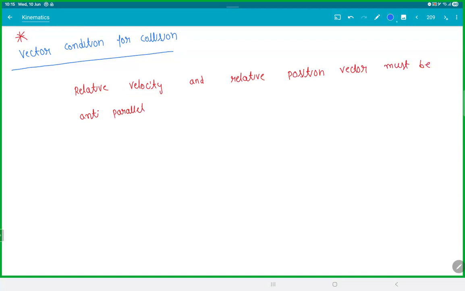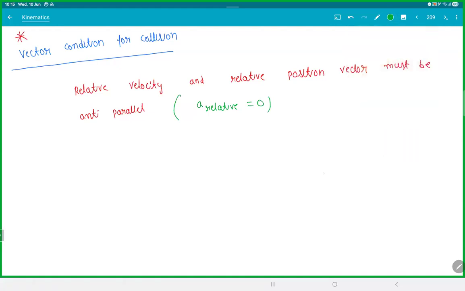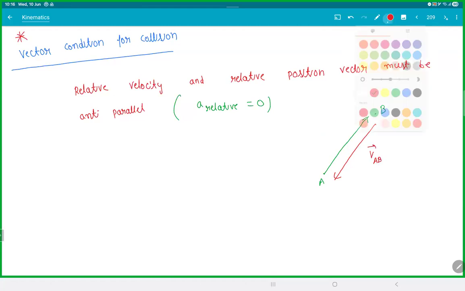This is under the assumption A relative is 0. If A relative is there, then it becomes more messed up. We will not get into it. So this is how it will look, everyone. So this is A and this is B. So this vector will be AB bar. So if B and A want to meet, the velocity vector must be in this direction. This must be VAB bar. Both should be opposite to each other.